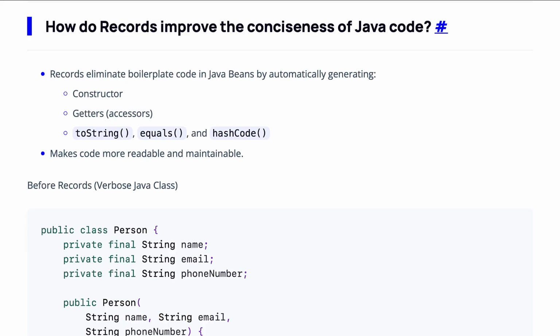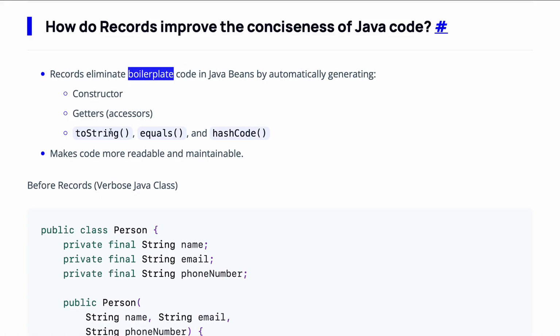In this step, let's talk about records and how they improve the conciseness of Java code. Records eliminate boilerplate code. If you look at Java beans, we write a lot of boilerplate code. Once you have a few fields, you would create a constructor with those fields. You would have a number of getter methods, setter methods. All this is what is called boilerplate code.